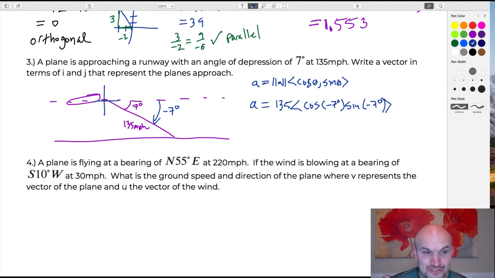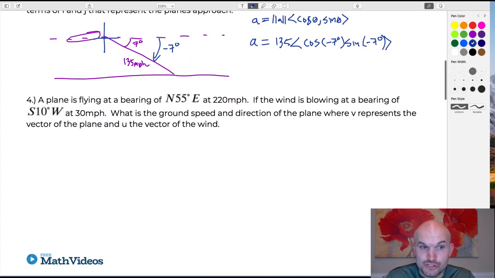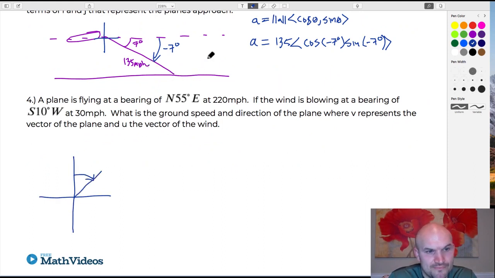So the next one is actually a word problem. A plane is flying at a bearing of north 55 degrees east at 220 miles per hour. What I told my students to do is, right when you read that, let's draw it. So we're going north 55 degrees east, so probably somewhere around there. Right? And so that's 55 degrees. It has a magnitude of 220 miles per hour.